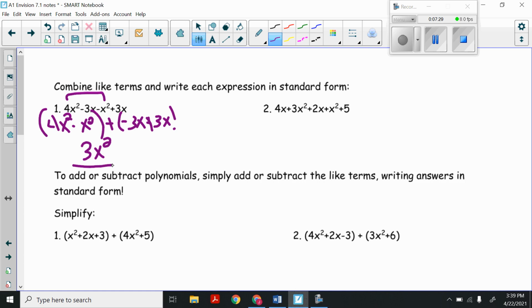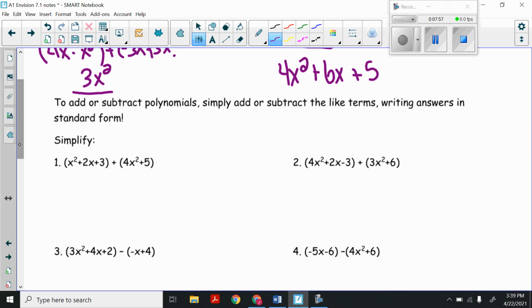Number 2, I have a 4x and a 2x. Those are going to get combined. A 3x squared and an x squared are going to get combined, and then this 5 is by itself. I'm going to put it in standard form, so I'm going to do my x squareds first. So 3x squared plus x squared gets me 4x squared. 4x plus 2x gets me plus 6x. I just add or subtract the coefficients out front. And then I just have the plus 5, and that is in standard form.